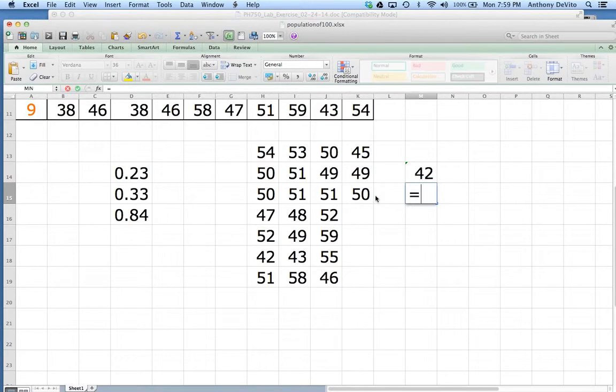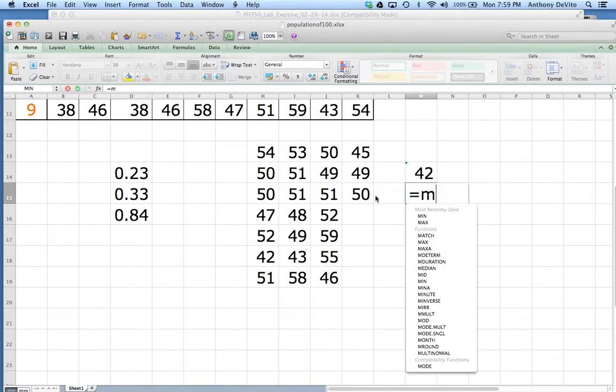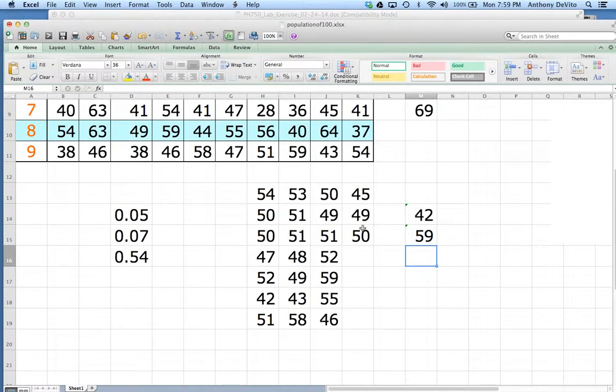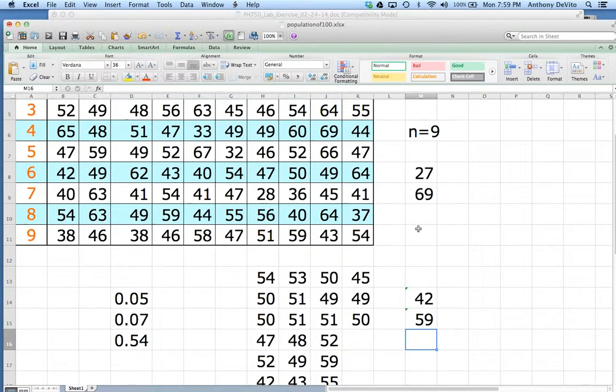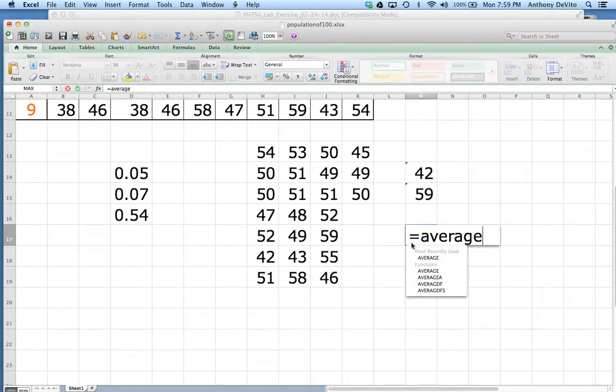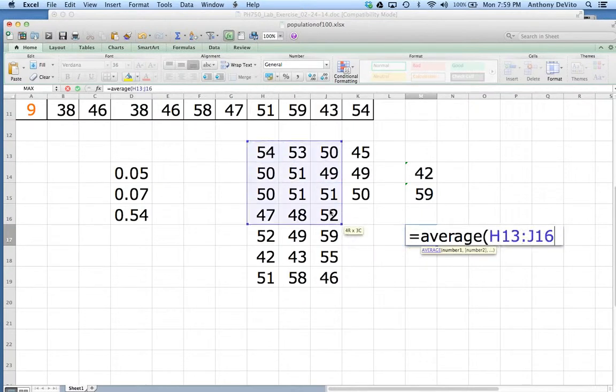In fact, the minimum comes out to be 42, and the maximum comes out to be 59. Quite different than 27 and 69. Okay, what do you think the average is going to be? Is the average going to be the same as the population? How do you think the average of samples from the population will compare? Do you think it's going to be the same or different?